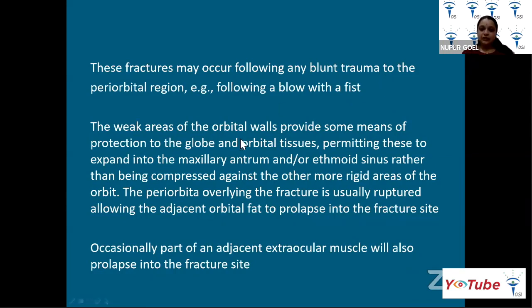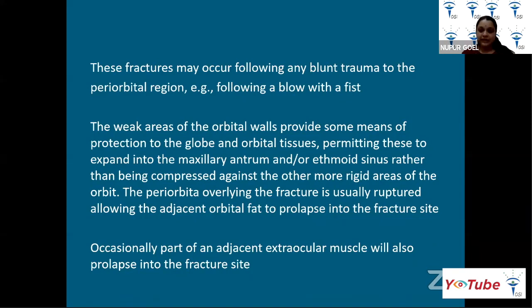The weak areas of the orbital wall provide some means of protection to the globe and the orbital tissue. So whenever there's an injury, these will expand into the maxillary antrum or the ethmoid sinus rather than being compressed against the more rigid areas of the orbit. The periorbita overlying the fracture is usually ruptured, and following the adjacent orbital fracture, tissue prolapses into the fracture site. Occasionally, part of an adjacent extraocular muscle will also prolapse into the fracture site.